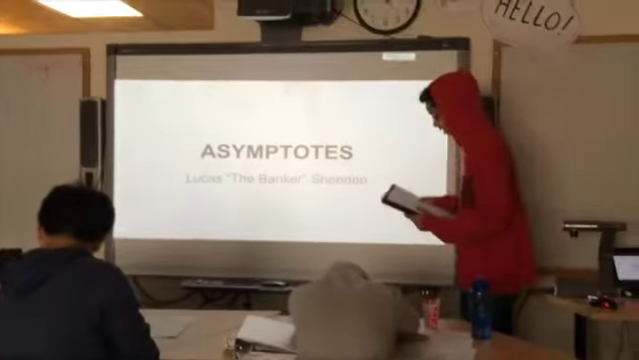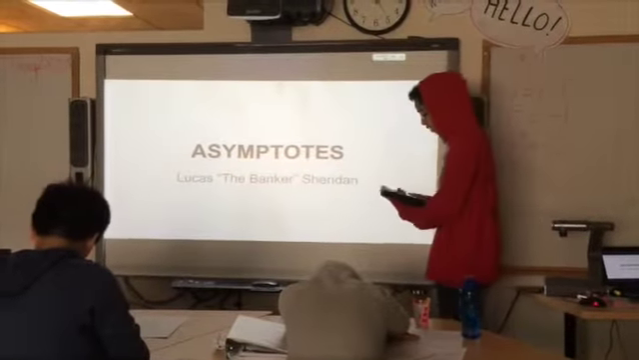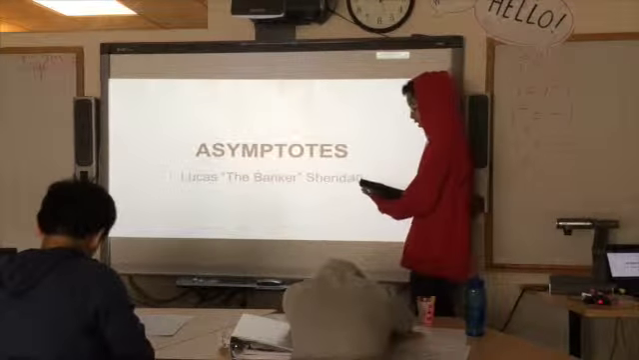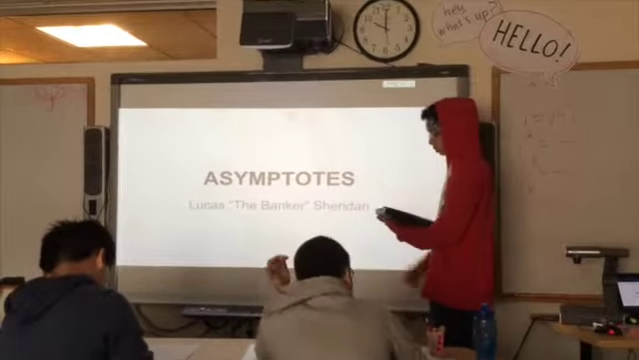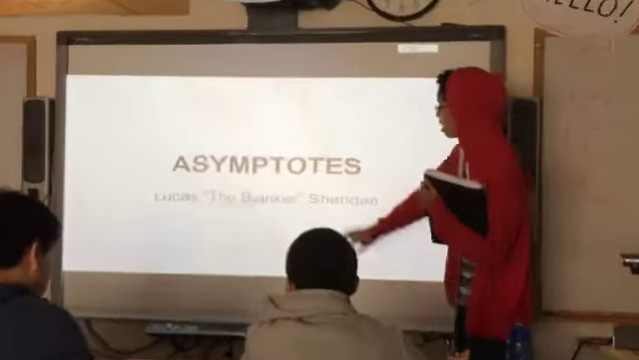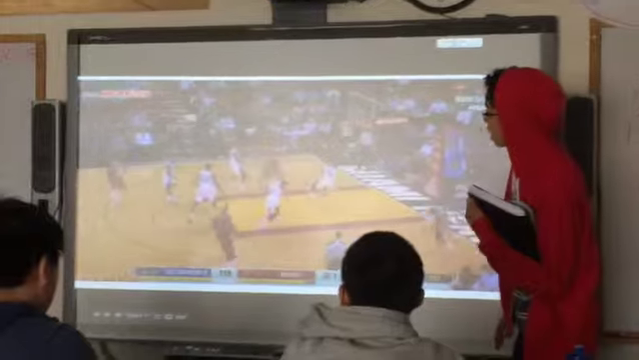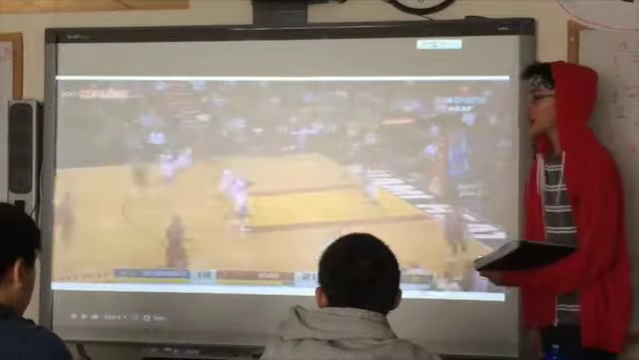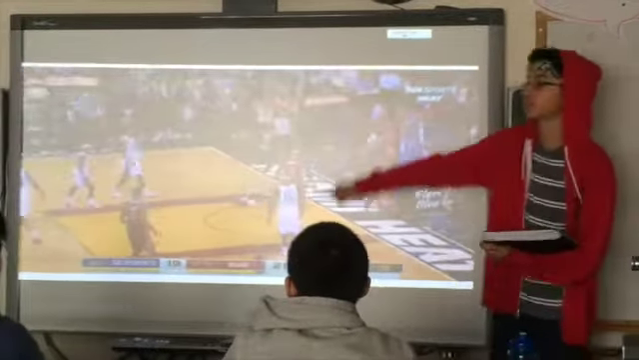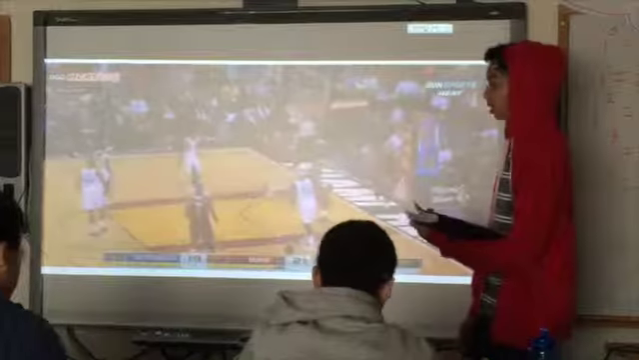Good, I like that energy. So today we're going to do some asymptotes. First, vertical asymptotes. It's when a function gets really high, like LeBron James dunking it home. You see how high he got? That was asymptoting.